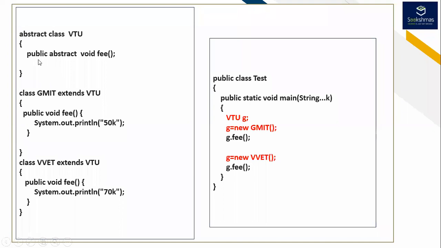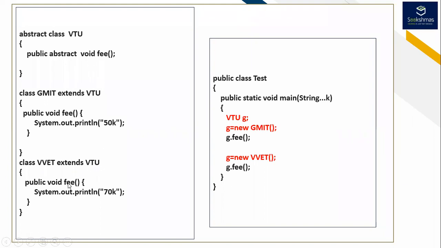Consider this abstract class VTU. We have only one abstract method here, public abstract void fee. And here we have two derived classes. Class GMIT, that is a section from the VTU. This college is taking 50,000 in the same way. And one more class is also there, VVIT, that is also extending from the VTU.